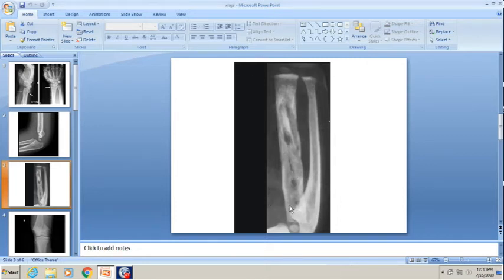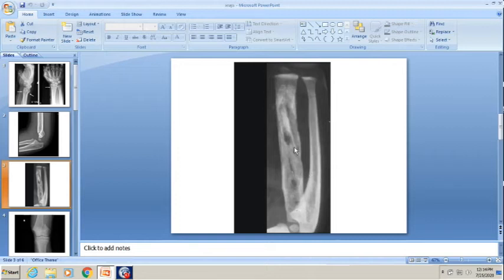Can you see the cortex and medulla clearly? Can you see the outer cortex, which should be hyperdense? Is it visible? No, it is not visible. So there is loss of corticomedullary differentiation. You cannot distinguish clearly between cortex and medulla. Okay, so these are some X-ray findings.